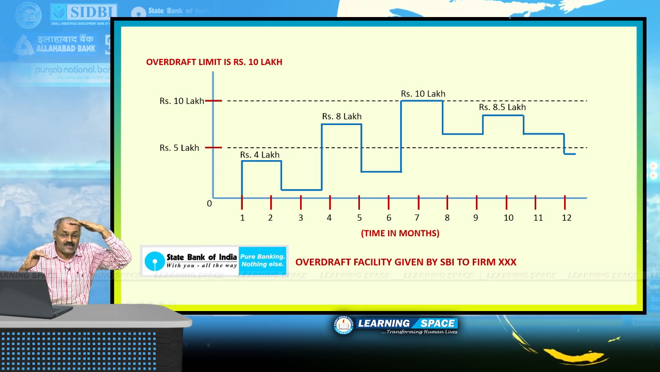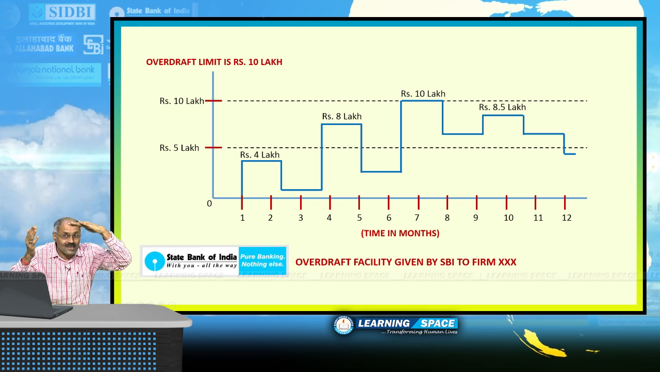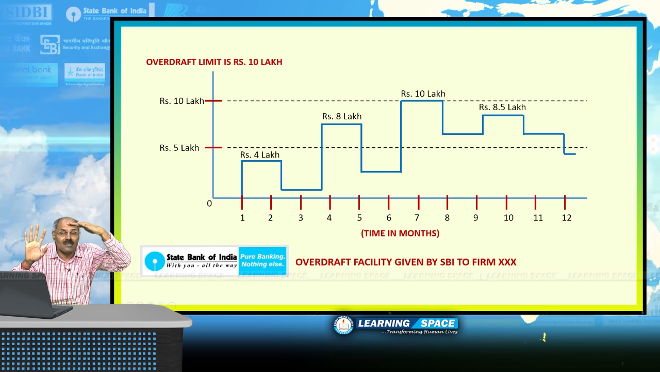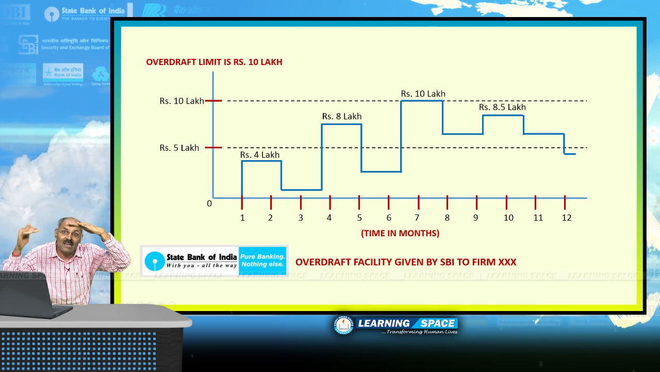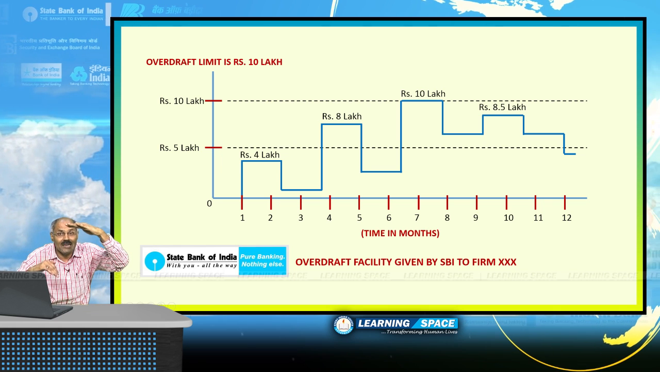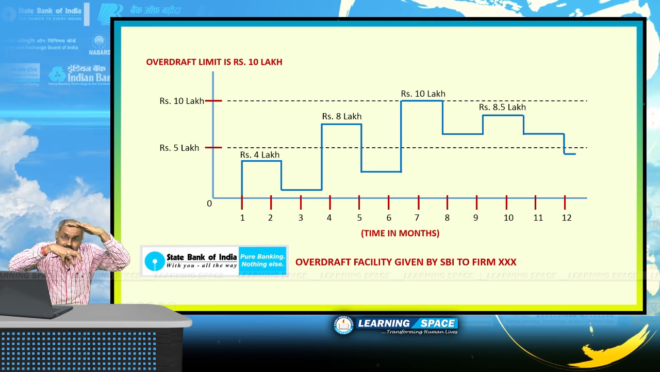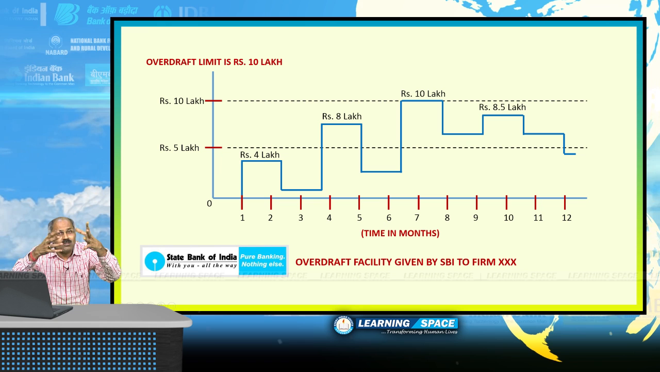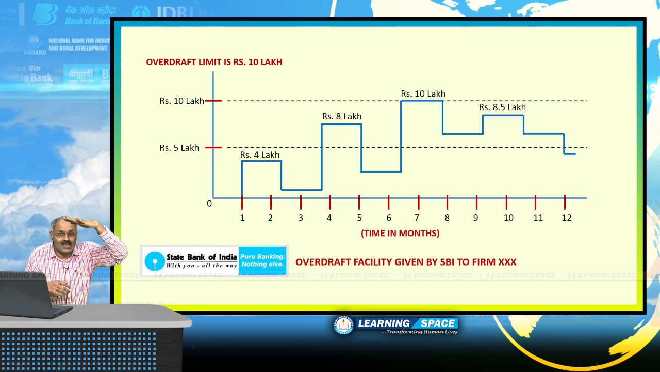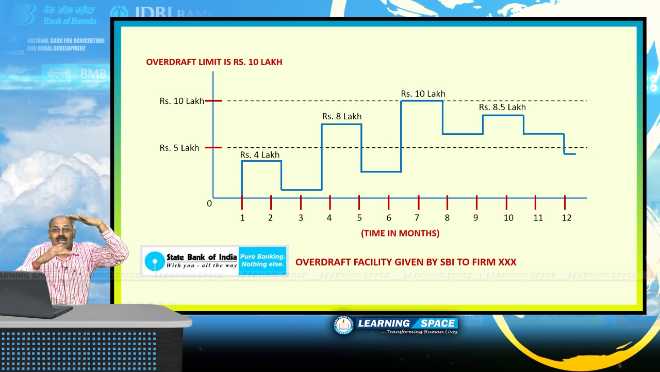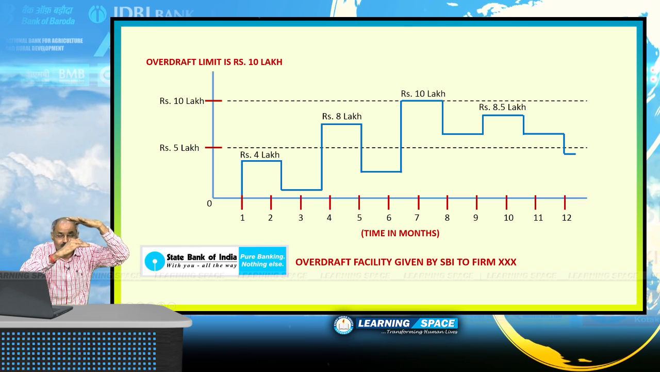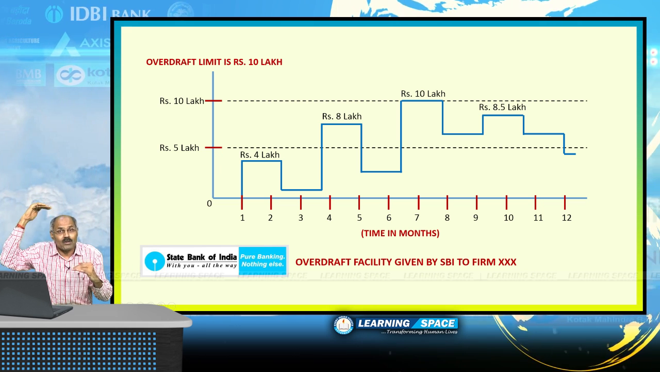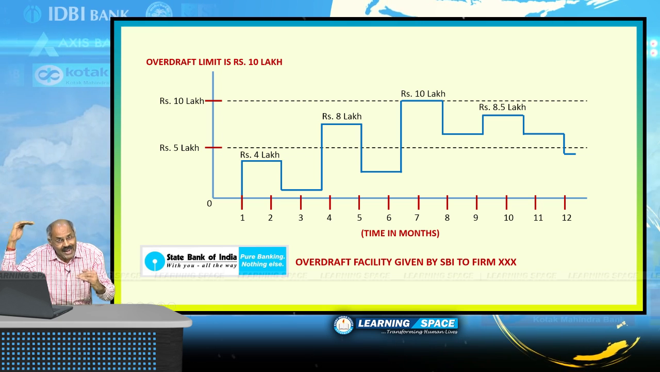If the firm XXX wants to take 10 lakhs, they can take 10 lakhs, but if they do not want to take any money, they can still not take any money. That means depending on the requirement, subject to the limit, the borrower will access the bank's funds and accordingly will pay interest also. So if you look into this illustration, though the limit given is rupees 10 lakhs, the company has taken up to 4 lakhs only at one point of time, and subsequently they have taken 8 lakhs, subsequently they have taken 10 lakhs, subsequently they have taken 8.5 lakhs.